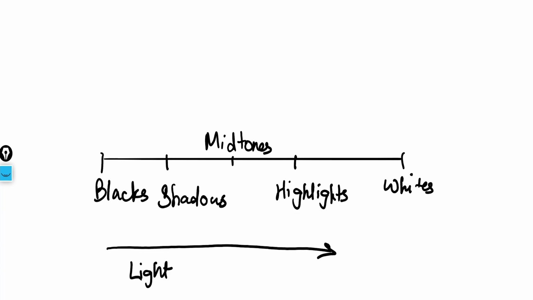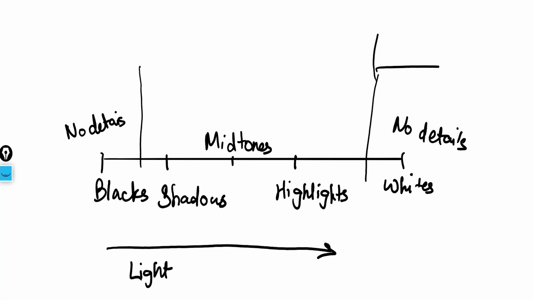So let's start with the blacks. What blacks means is this region here has no details. This region here, the whites, it has no details as well. So basically it's completely black and completely white. So the details are not present in these regions, right? These regions are just void of any details. Now once you move from the blacks to the shadows, you start seeing a little bit of details.